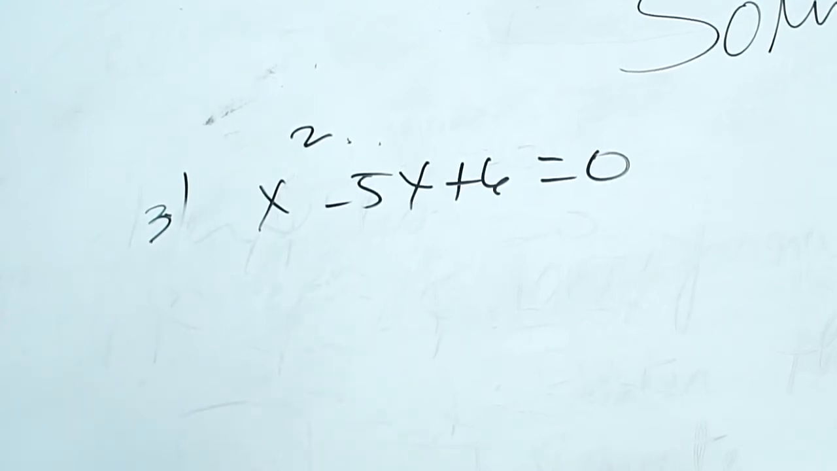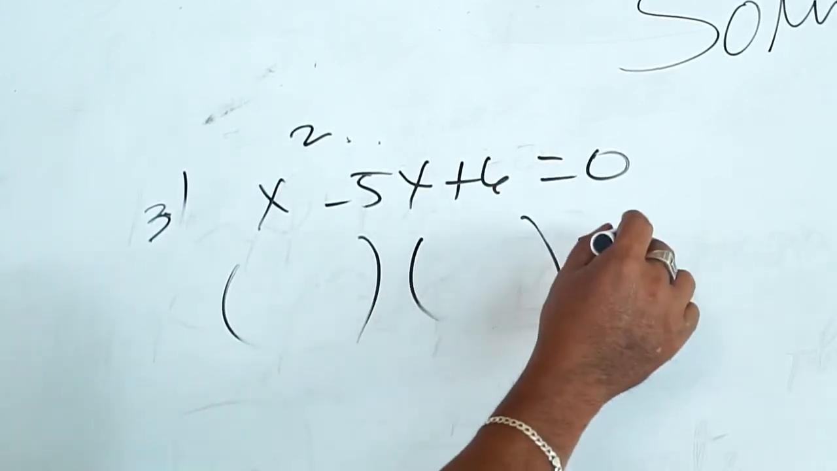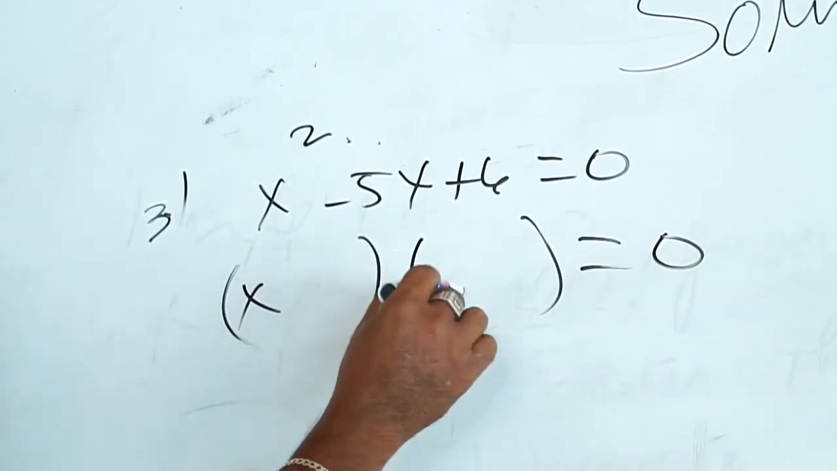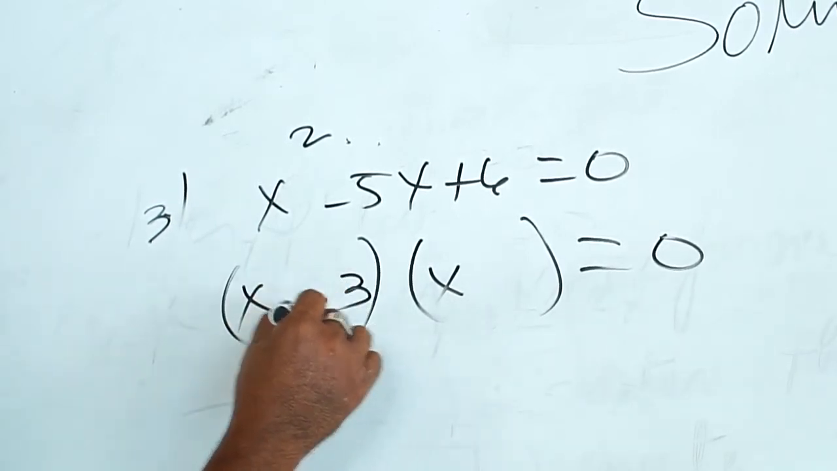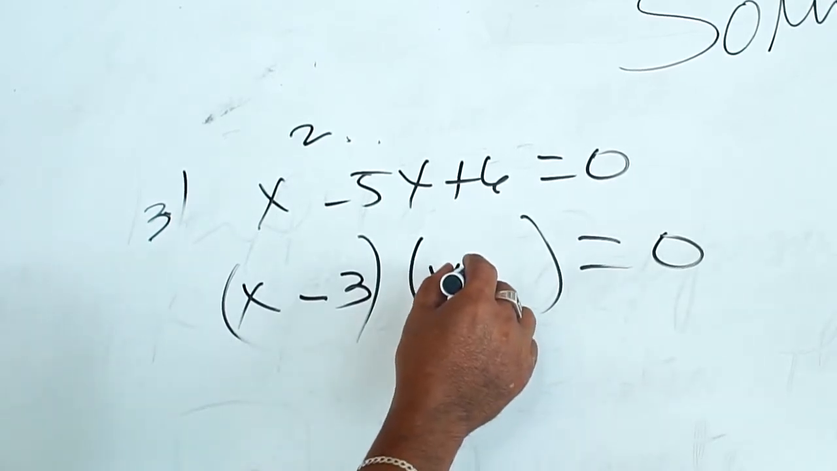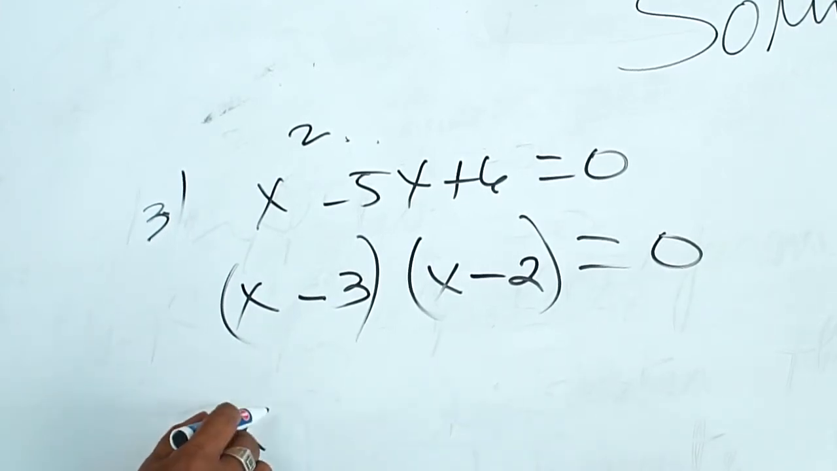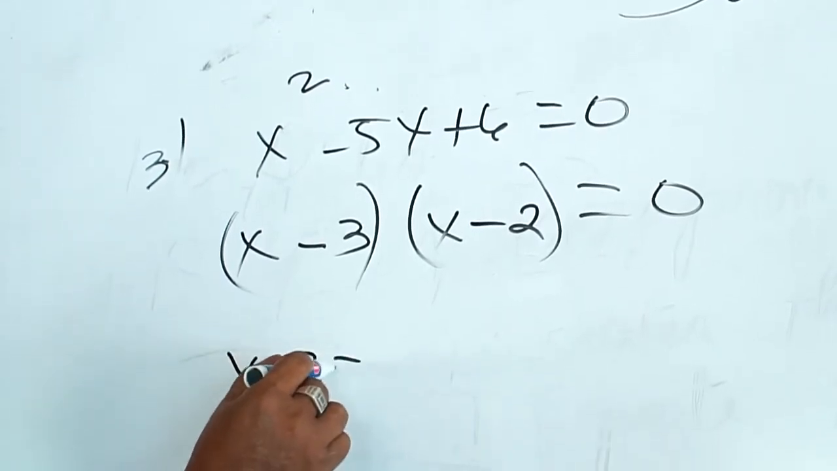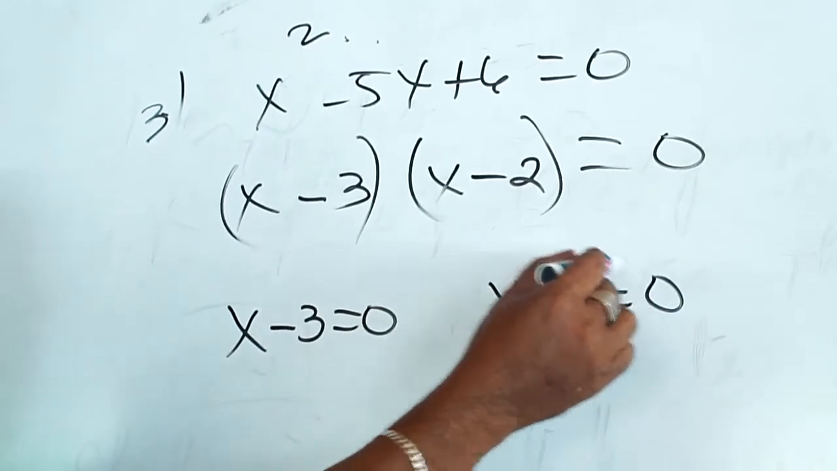Then find the two factors of x squared negative 5x positive 6 equals 0. So we have two adjacent parentheses. Here we have x and x, and we have negative 3 and negative 2. Then equate the resulting factors to 0. So x negative 3 equals 0, and x negative 2 is equal to 0.